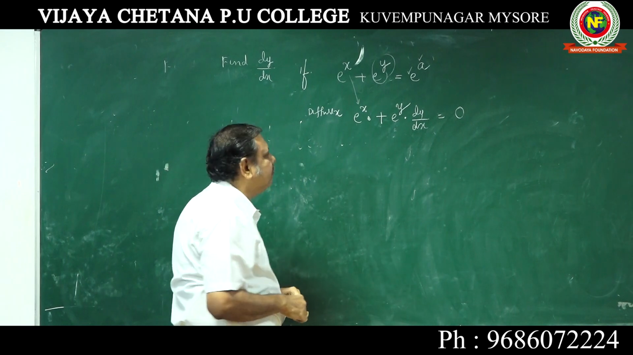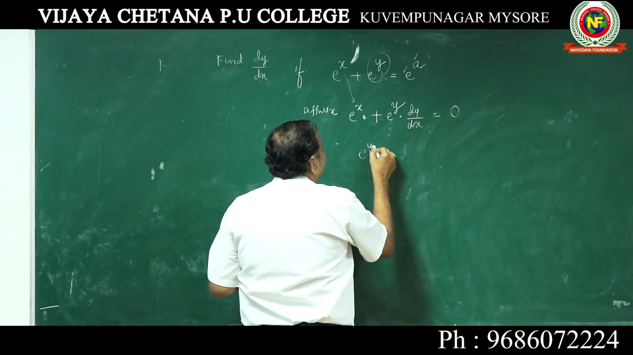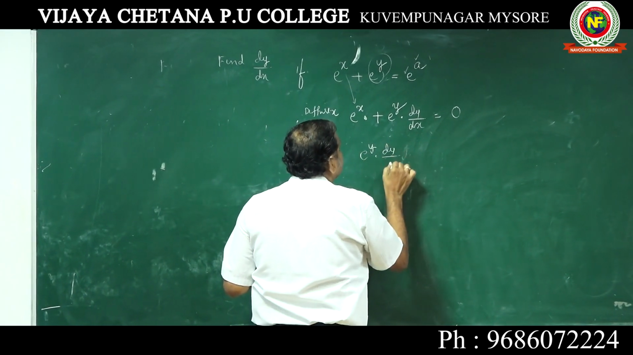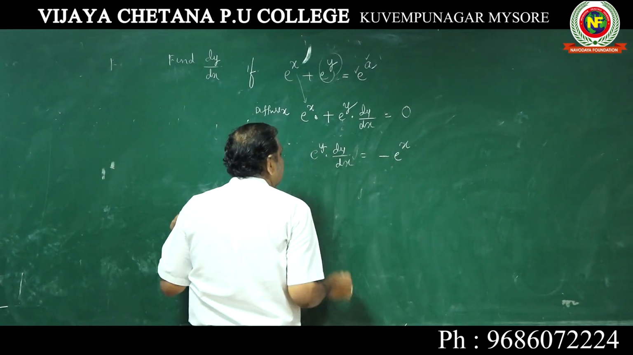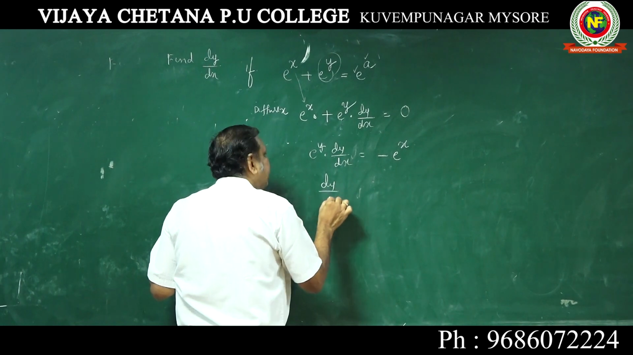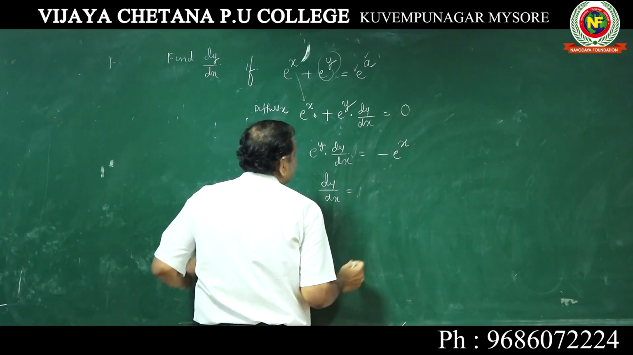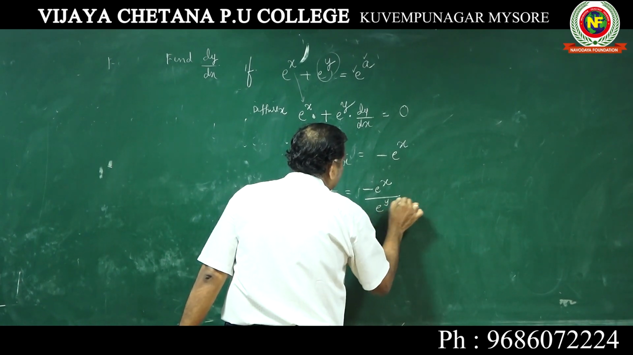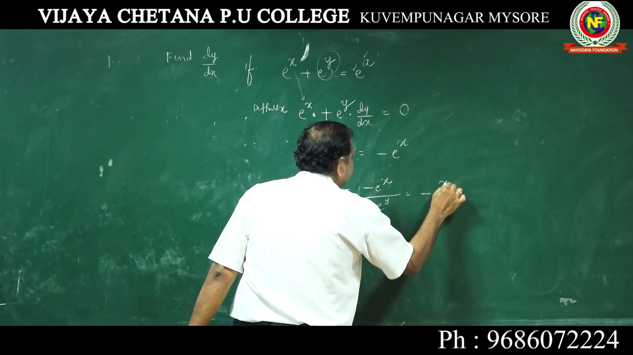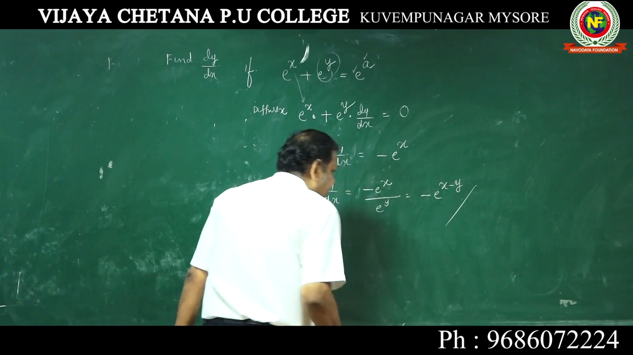Differentiation is 0. Now e to the power of y dy by dx is equal to minus e to the power of x, or it is dy by dx is equal to minus e to the power of x by e to the power of y, or minus e to the power of x minus y.